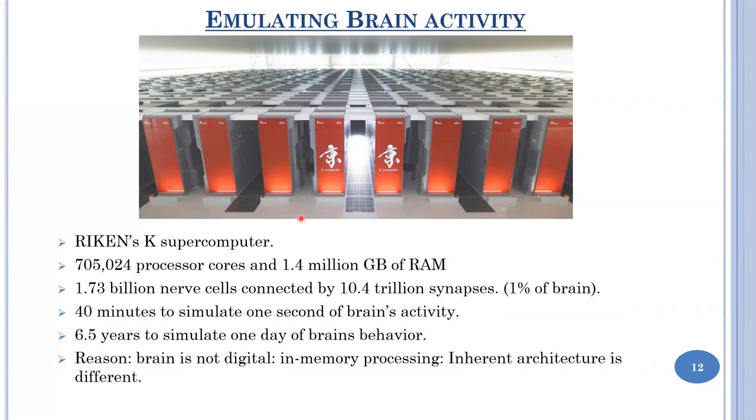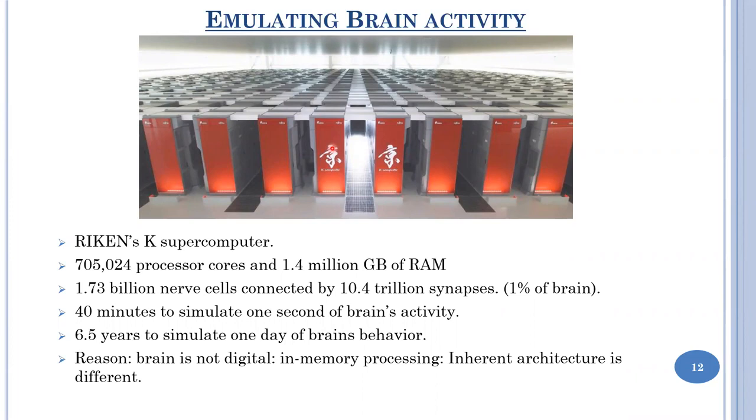The reason is very simple: the brain is not digital. It's pretty much analog, and there is in-memory processing. Even Riken's K computer is a von Neumann architecture, where memory and processor are separate blocks, unlike your human brain, where memory and processor are at the same place. So the inherent architecture is different, and you cannot expect this architecture to perform as well as your human brain.